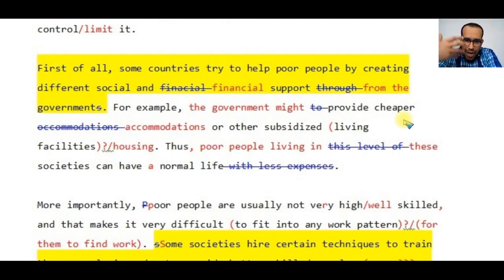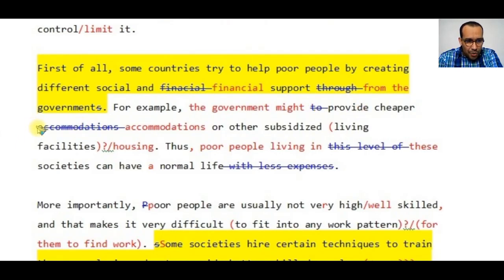I mean, we need to have a subject plus a verb conjugated in a particular tense, which is not the case with this sentence. So the first thing we need to do is to provide the subject, and that is the government might, and then after that we need to provide the verb, which is provide here, and remove the to of the infinitive.